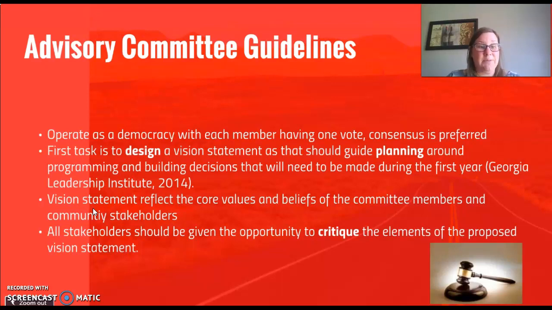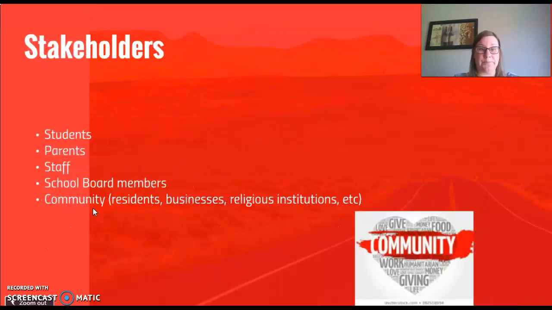The committee agreed to some guidelines, which includes acting as a democracy, with each member having 1 vote. That consensus would be the preferred method for reaching a decision. Also, they know that the vision statement needs to reflect the core values and beliefs of the committee members and the community stakeholders, and that all stakeholders should be given the opportunity to critique the elements of the proposed vision. Stakeholders include students, parents, staff, school board members, and other members of the community.